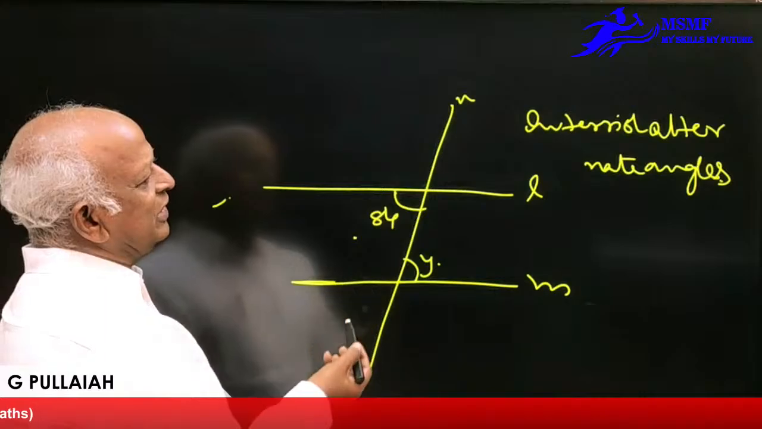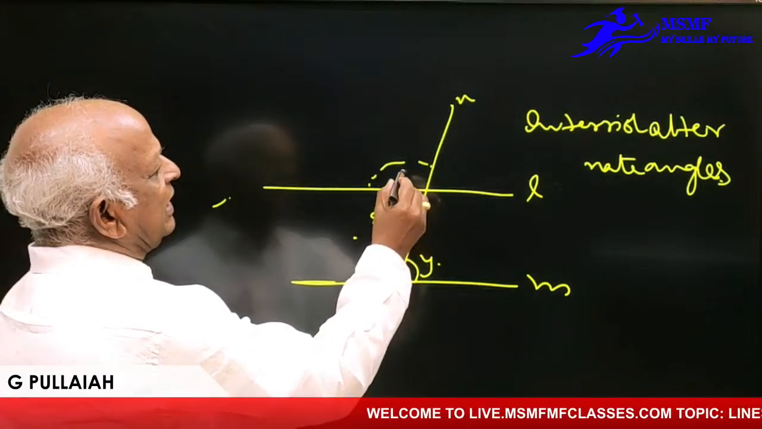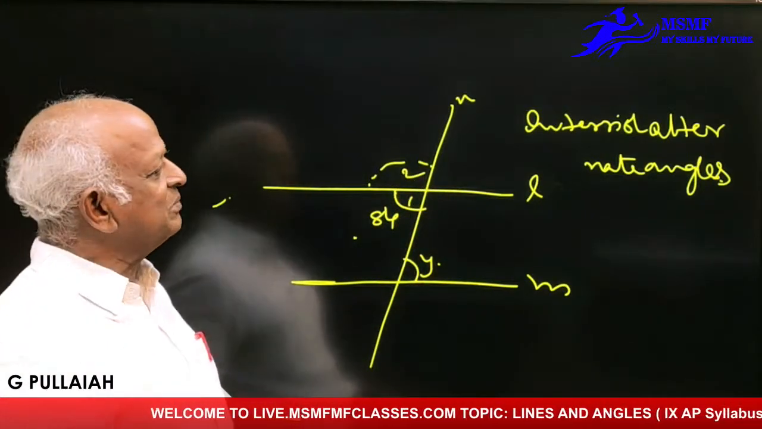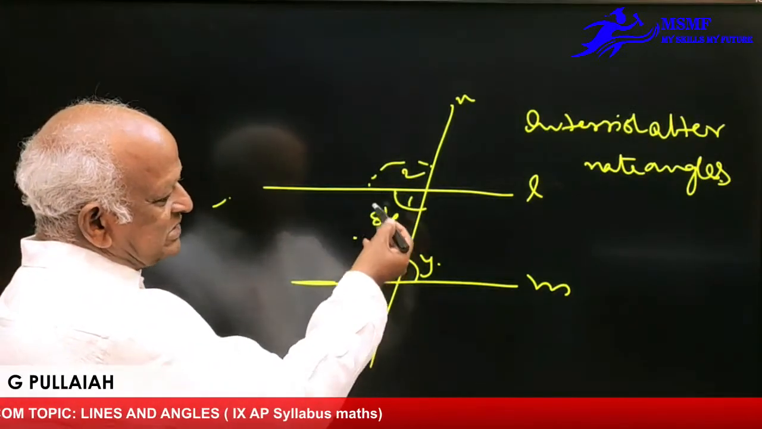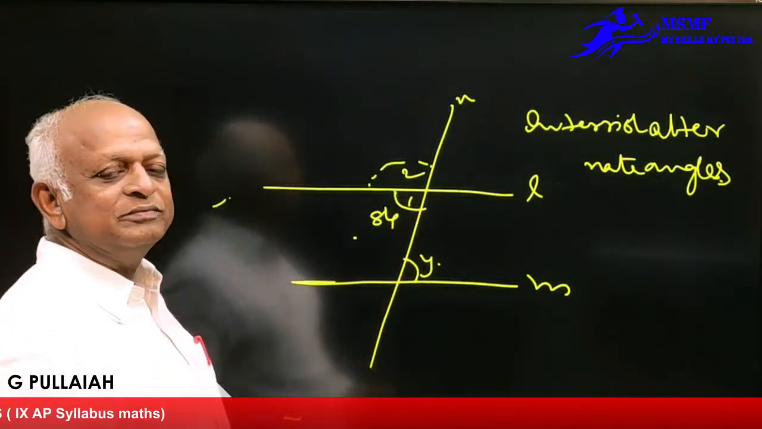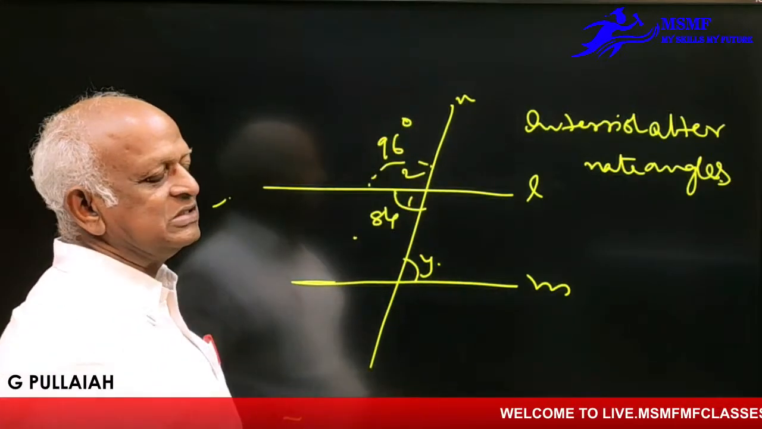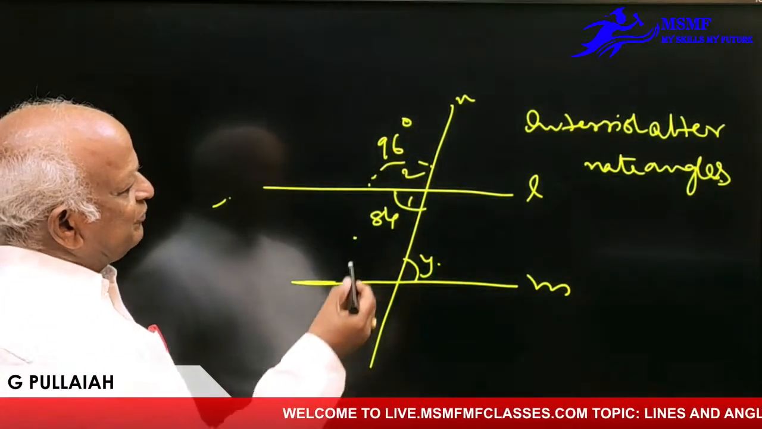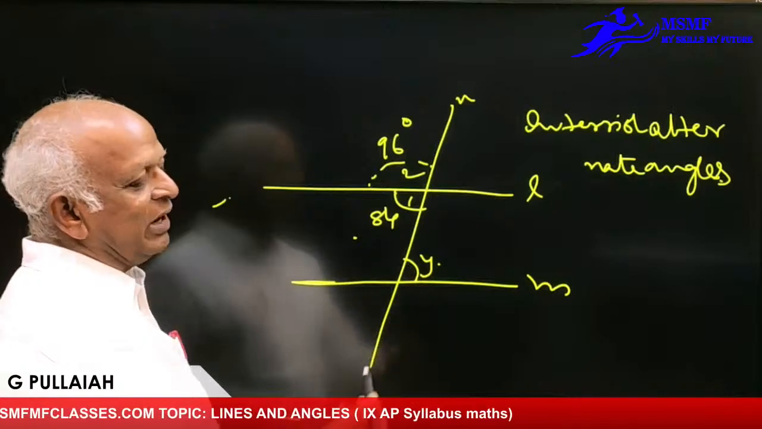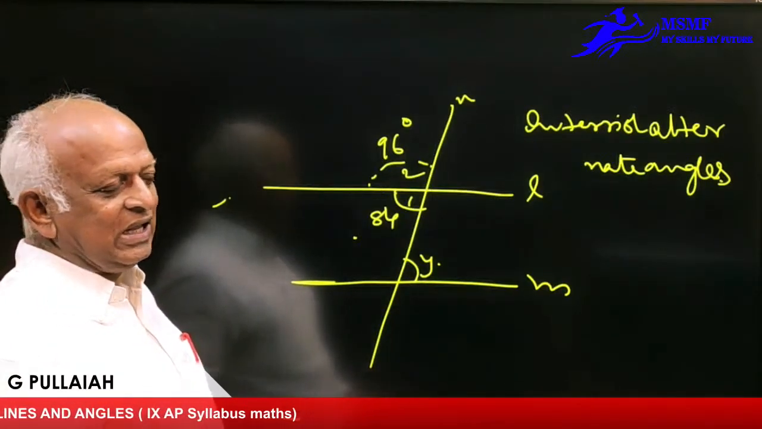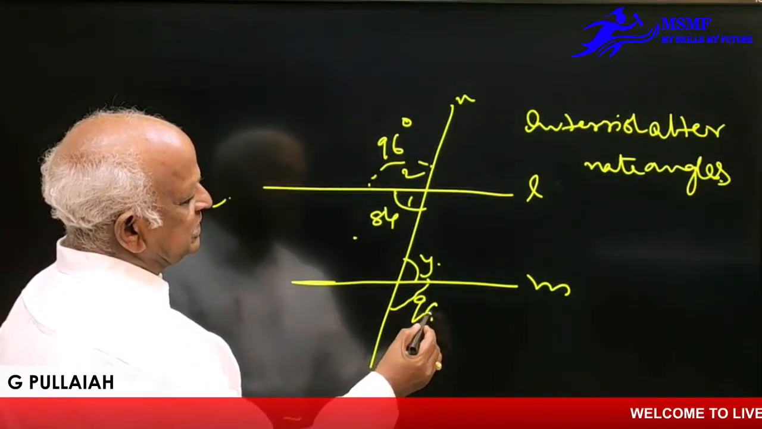So if this is 84 degrees, how much is this angle? You know here, angle 1 and angle 2 form a straight angle. Straight angle is equal to 180 degrees. If this is 84 degrees, how much is angle 2? So it is, of course, 96 degrees. And how much is angle y? Y is here 84 degrees. If y is 84 degrees, what can you say about this? This is also 96 degrees.